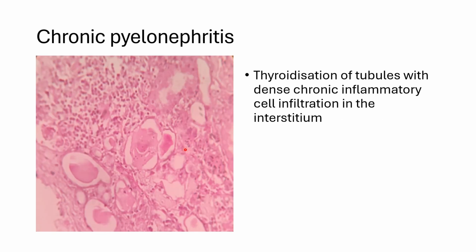So this is a slide of chronic pyelonephritis. So here we can see the tubules resemble thyroid colloid molecules. So because of which this is called thyroidization of tubules with dense chronic inflammatory infiltrate in the interstitium.